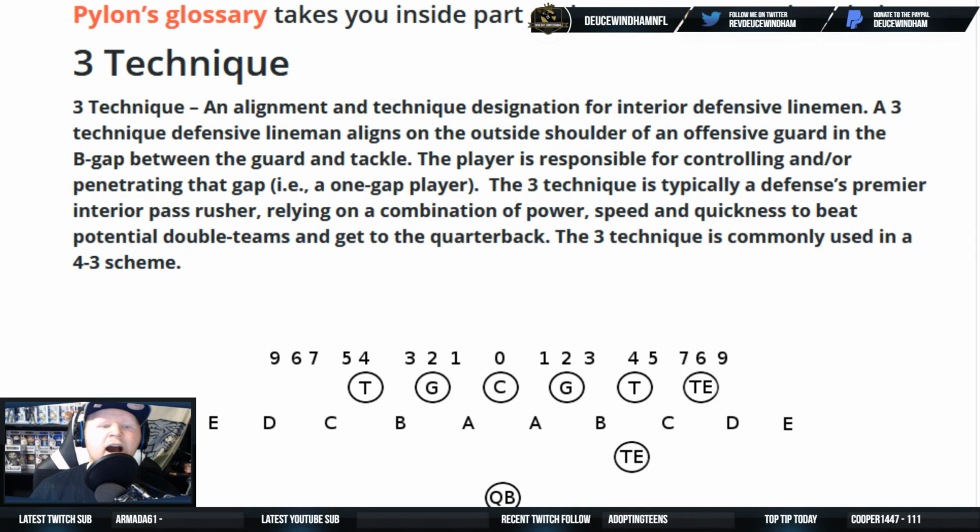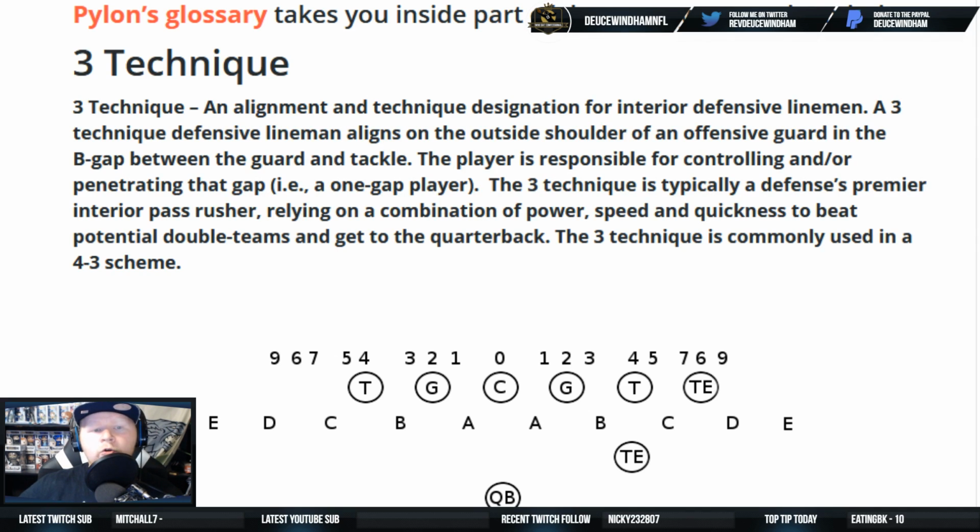The three technique is commonly used in a 4-3 scheme. You're not going to see it a lot in a three-man front, but you can at times where you might see a 0 and two 3s. More typically, you see maybe a 0 and two 4-eyes or a 0 and two 5s. That's different stuff for a different day. I'm just throwing out numbers and sounding confusing, so pay attention to what we're talking about.